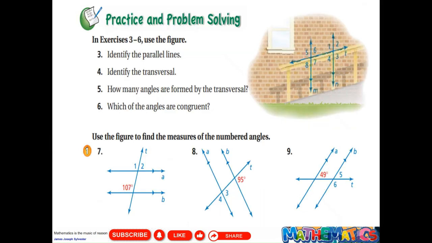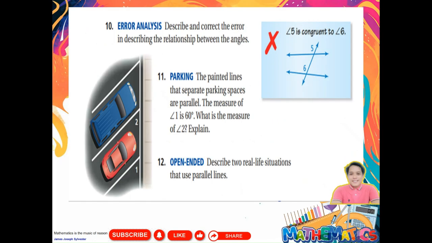Next, we have the practice and problem solving. From the given figure, identify the parallel lines, identify the transversal, how many angles are formed by the transversal, and which of the angles are congruent. Then use the figure to find the measure of the numbered angles for number 7, number 8, and number 9. For 10, we have the error analysis. We have 11, a parking application problem, and 12, open-ended.